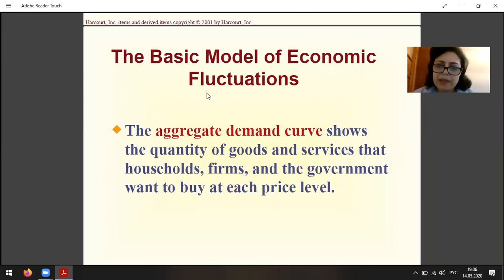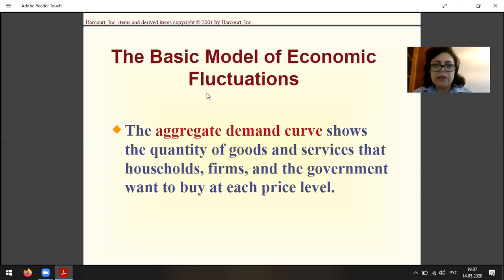So perhaps we can guess that aggregate demand, and in turn the aggregate demand curve, shows the quantity of goods and services that different economic agents want to buy. And what are these different economic agents? Firstly, firms, households, different companies, enterprises, and of course the government. So they want to buy a specific level of goods and services at each price level.